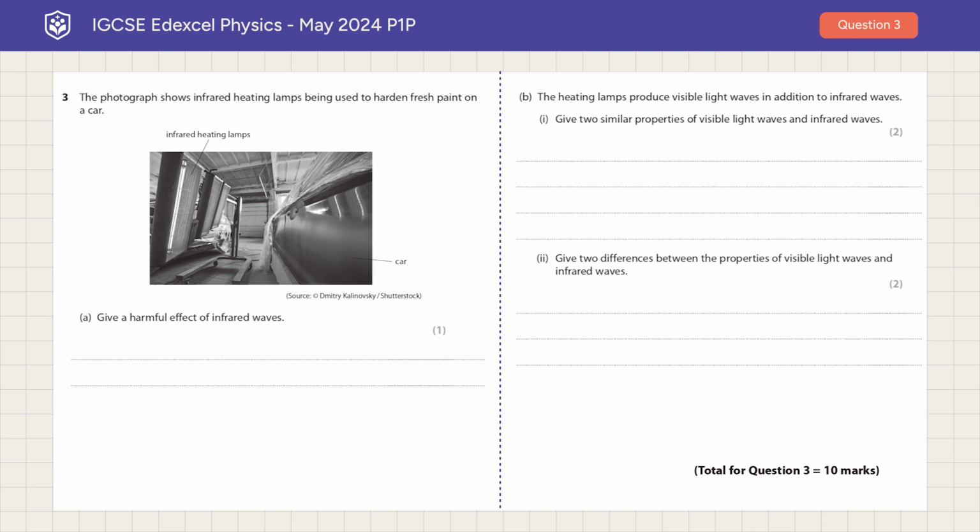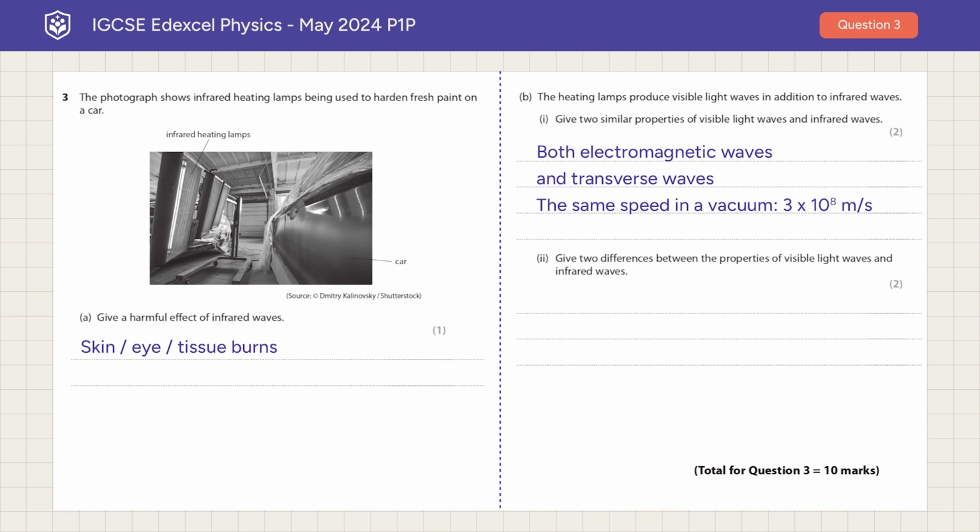Question 3 shifts our focus to waves, specifically infrared. Part A asks for a harmful effect of infrared waves, and a classic example is that they can cause skin burns. For part B, we need 2 similar properties of visible light and infrared. You could say they are both electromagnetic waves and transverse waves, which travel at the same speed in a vacuum, 3 × 10^8 meters per second.